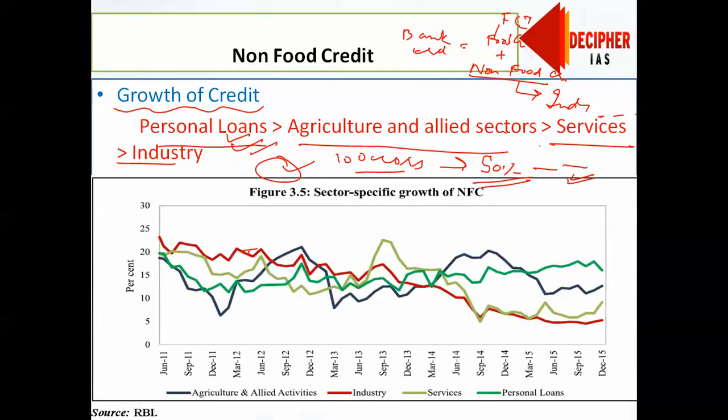So, from this graph, you can easily observe the sector specific growth of non-food credit as I have just told you above. See here, the green line indicates the personal loans. So it has the highest growth, followed by agriculture and allied sectors, followed by services and then industry loans. Okay, so let's move ahead.